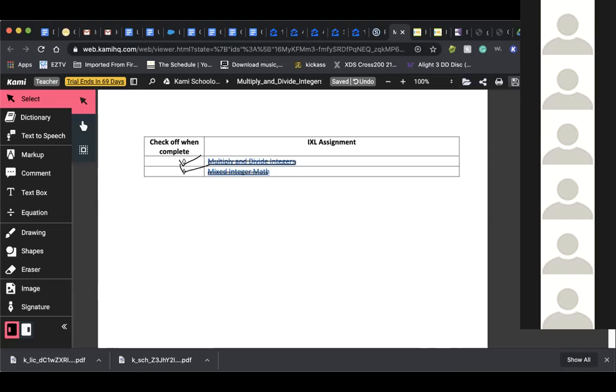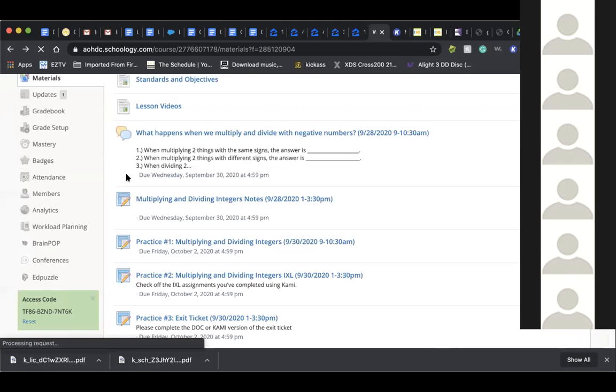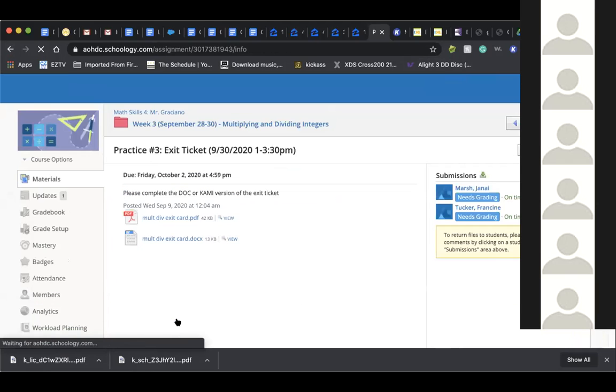Yeah. Which is the one I'm doing right now. I just did it for right now, that's great. So that's practice number 2. The other option is to do practice number 3, which is the exit ticket, okay?